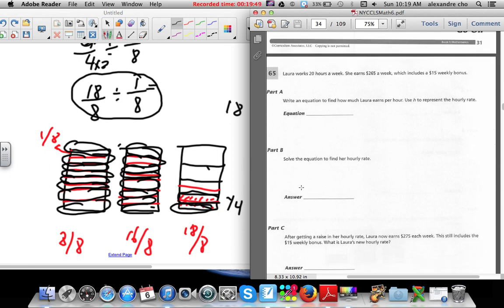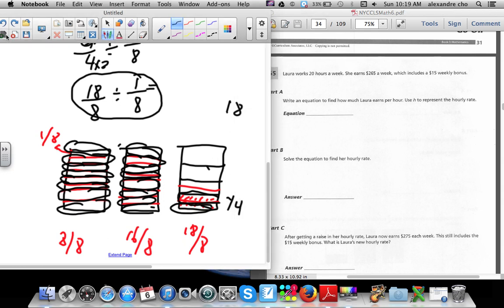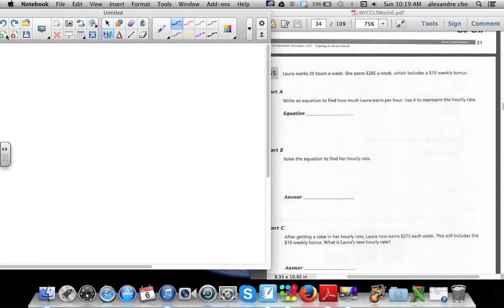65. I didn't like this question. Actually, I didn't like a lot of the questions here. Laura works 20 hours a week. She earns $256, which includes a $15 weekly bonus. So $256 a week. Okay. And she works 20 hours. Okay. Write an equation to find how much Laura earns per hour.